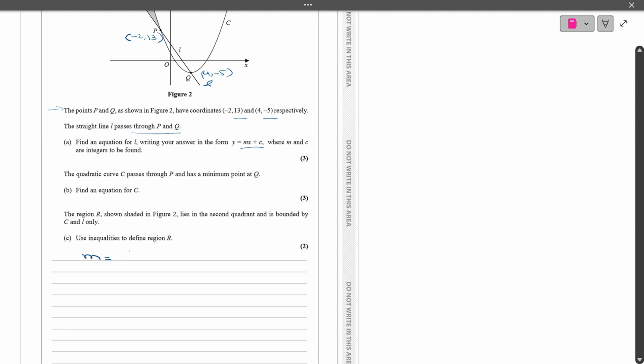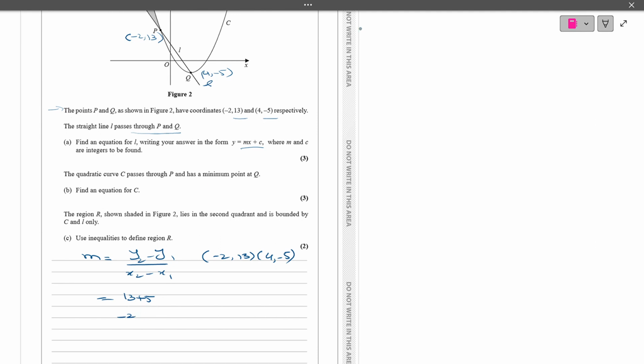To find the gradient, we know that it is y2 minus y1 over x2 minus x1. With the coordinates given as -2 and 13, and 4 and -5, this would be 13 plus 5 over -2 minus 4, which is -6. Thirteen plus 5 is 18, over -6, and that is -3.